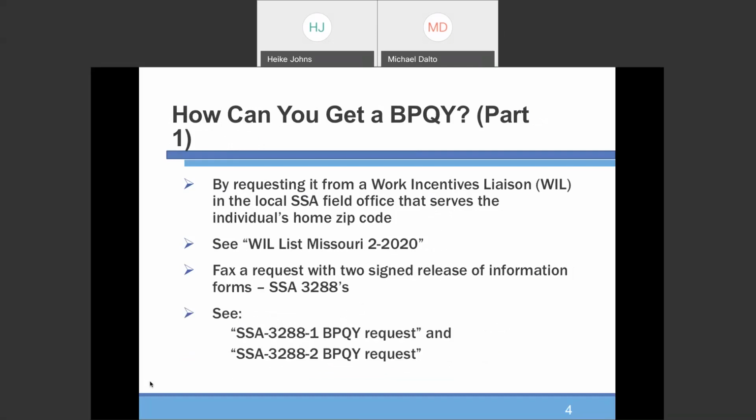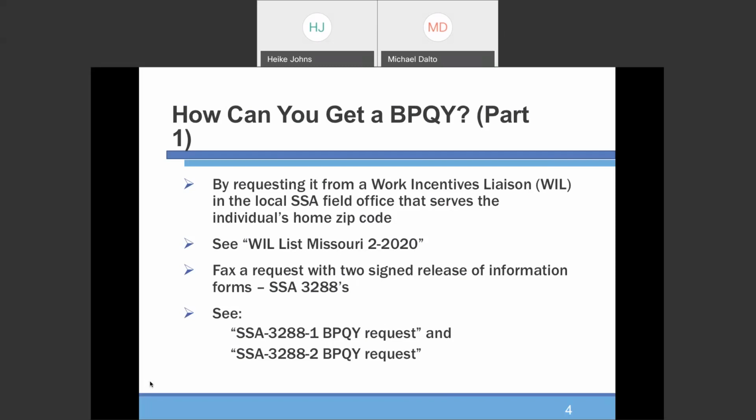So how can you go about getting a BPQY? There are 2 basic ways. One, you can request a BPQY from someone known as a WIL. That's short for Work Incentives Liaison. There's one appointed for each local Social Security office, each field office. And you would be requesting a BPQY from the field office that services the individual's home zip code. So you need to know which field office serves that person, and then identify the WIL, or Work Incentives Liaison, in that office.